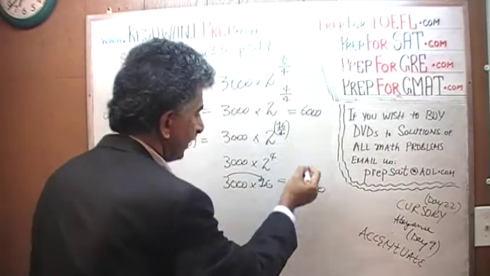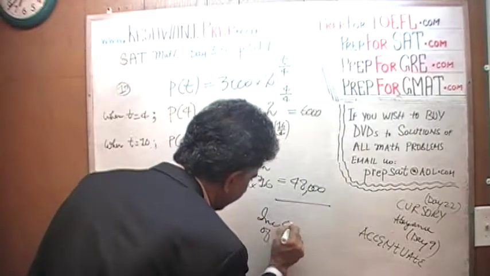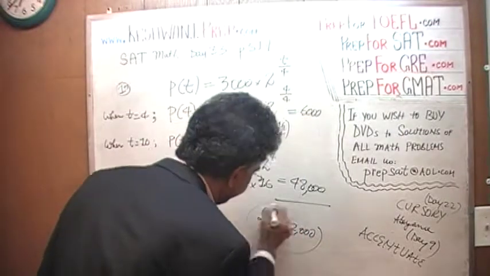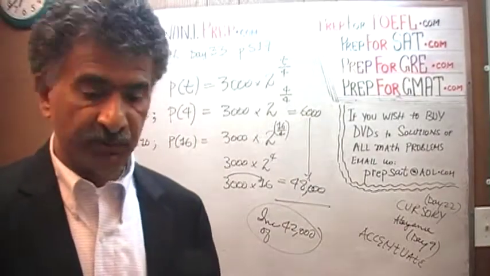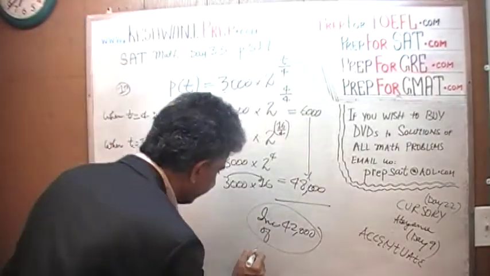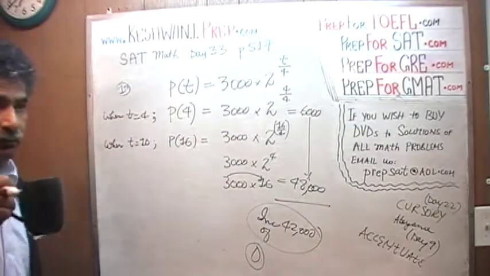So we go from 6,000 to 48,000. An increase of 42,000. The population changes by 42,000. The answer is D. Give you a chance to absorb this for a second.